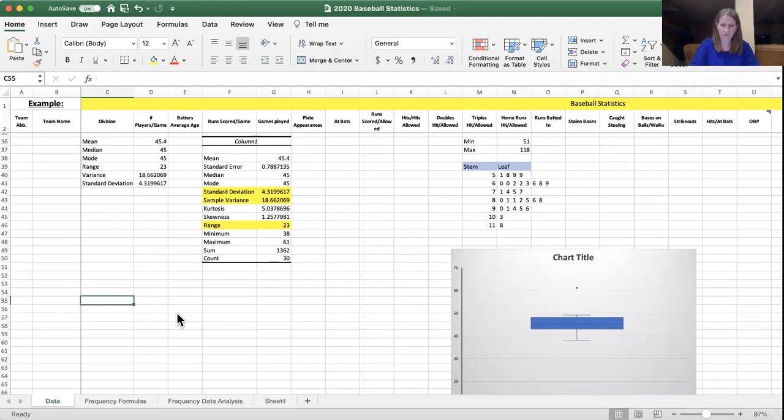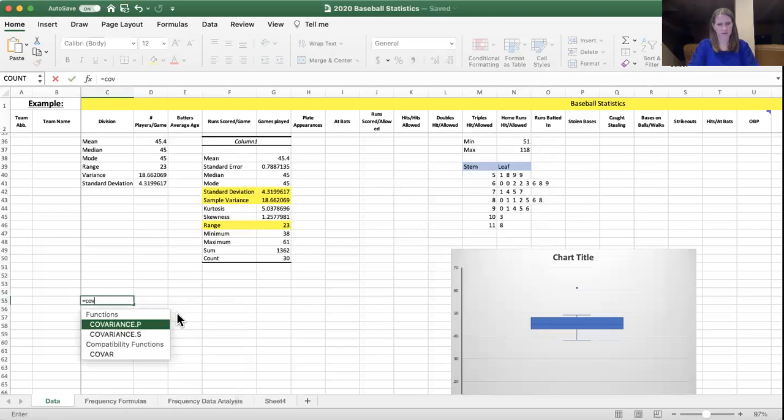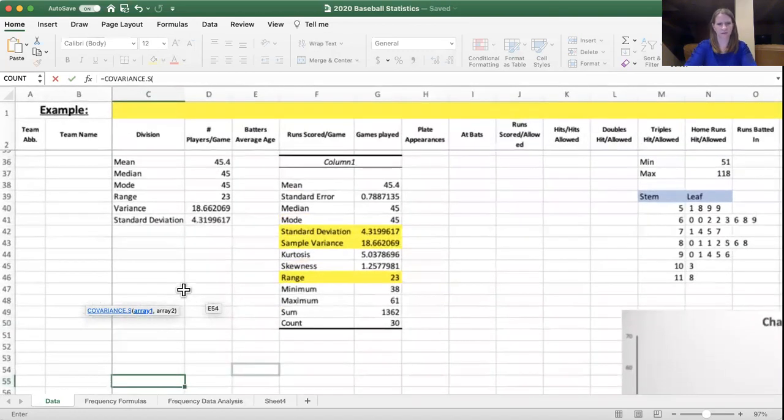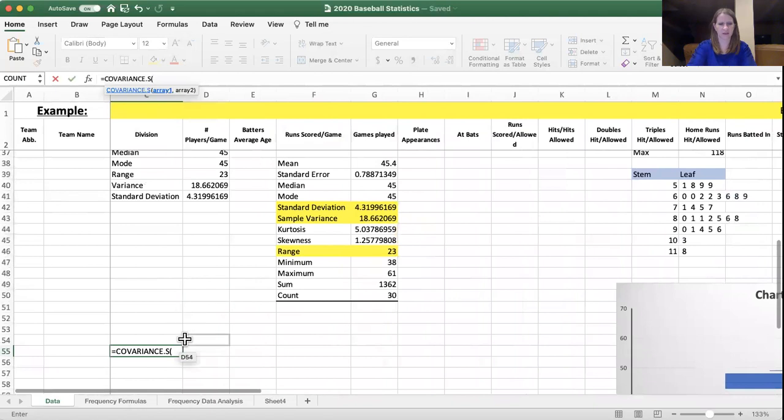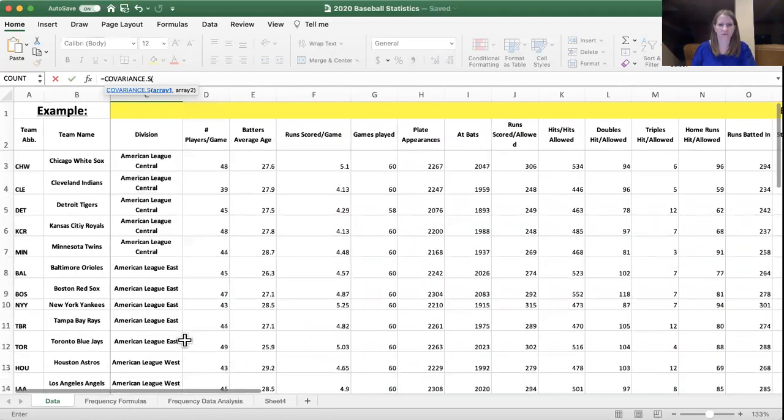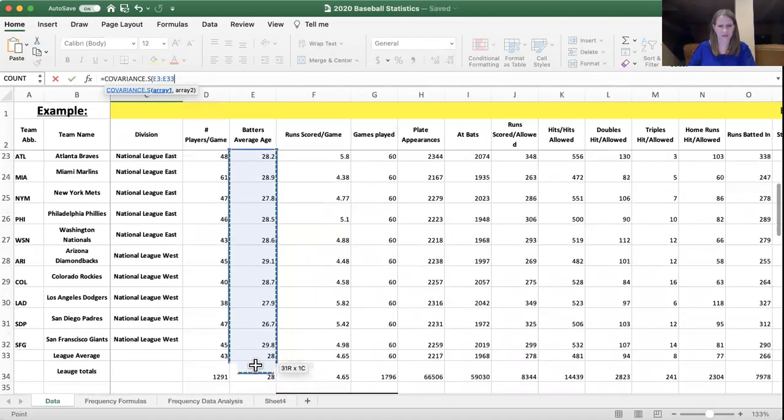For covariance, we're going to just type in COV, and we see these covariances P and S. We're going to use S for sample. And now it wants my array 1 and array 2. I'm going to zoom in a little bit so you guys can see this better, and then we're going to go find our data set again. So we're going to use batter's average age. E3 down through E32 is your first array, and then type in a comma.